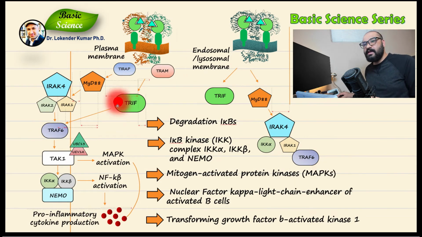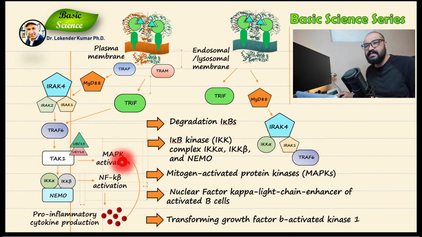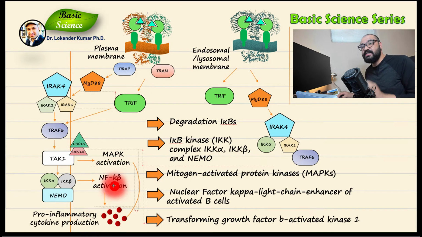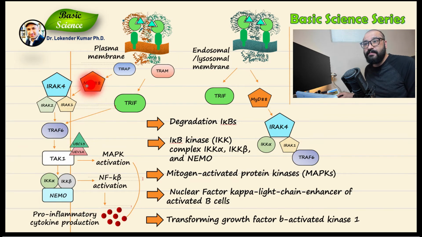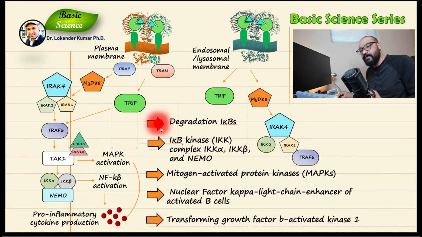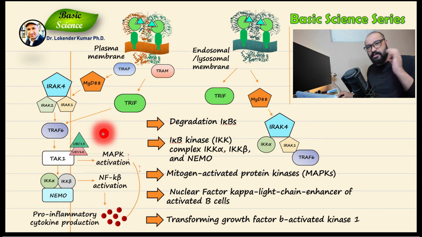Here you can see when TRAF6 is activated, there is an activation of these particular important proteins, that is MAP kinases and NF-kappa B. And NF-kappa B as well as MAP kinase activation leads to the production of pro-inflammatory cytokines. This is an important point to remember, that whenever MYD88 pathways are activated, they mostly help in the production of pro-inflammatory cytokines. In case of TRIF protein, you will get the interferon production. Okay, so this is important.